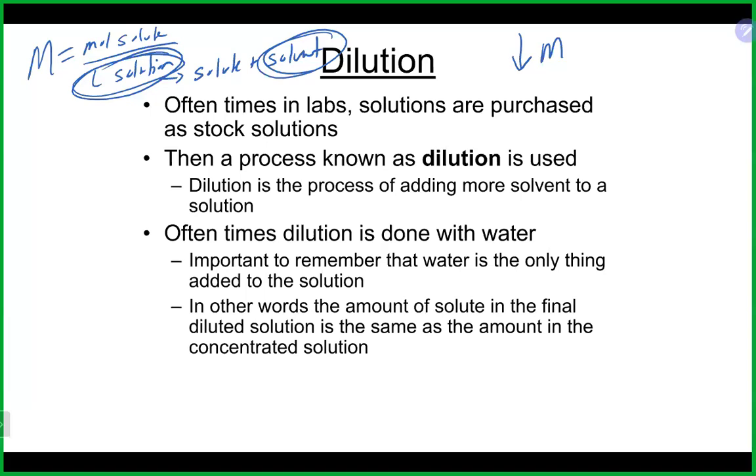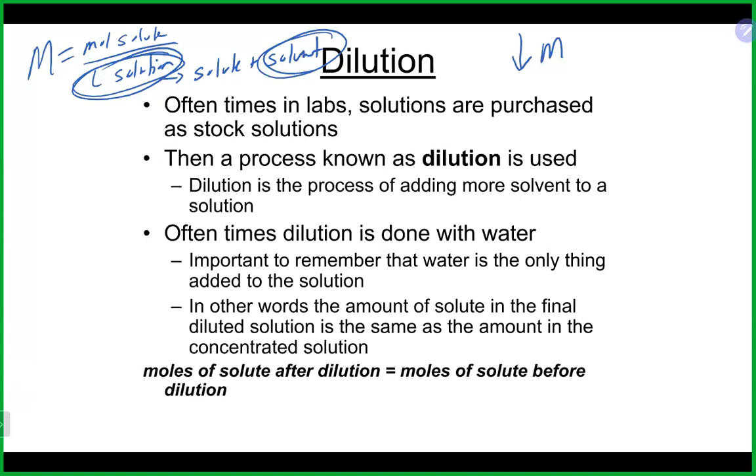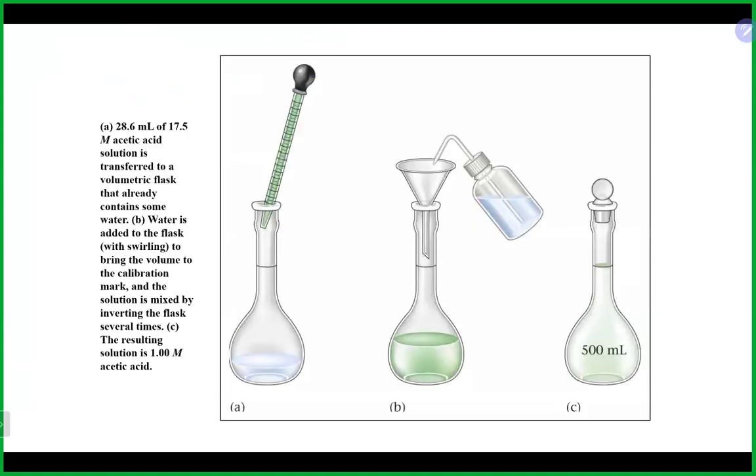So the only thing that basically changes is the amount of solvent or the volume of solution. The moles that you have of solute before the dilution and after the dilution is exactly the same. You basically just watered it down, if you want to think about it that way. That is usually the process that's used to convert really concentrated solutions into more dilute solutions that you use in the lab. Here's one way you could do that.